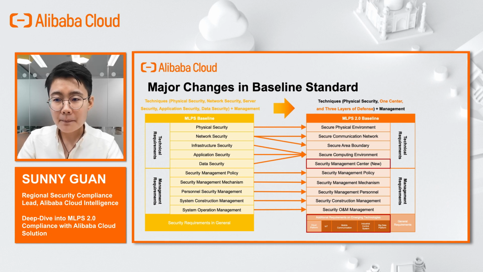Although we can see that most of the security domains in the first version of MLPS can be mapped to the new version, the detailed requirements have been significantly changed and updated in a more comprehensive, stringent way. And also the technical standards in version 2 of the MLPS are higher than in the first version.